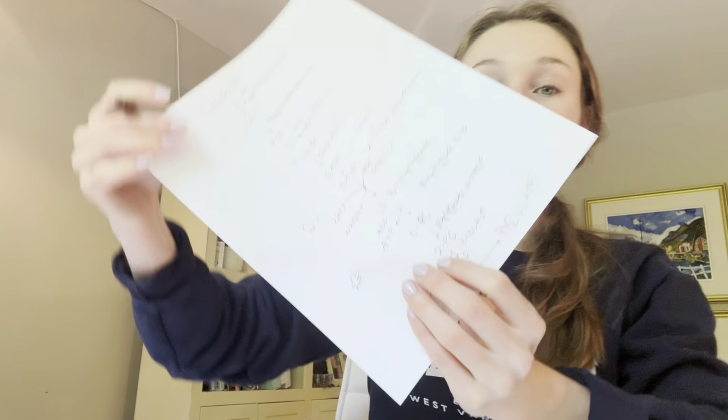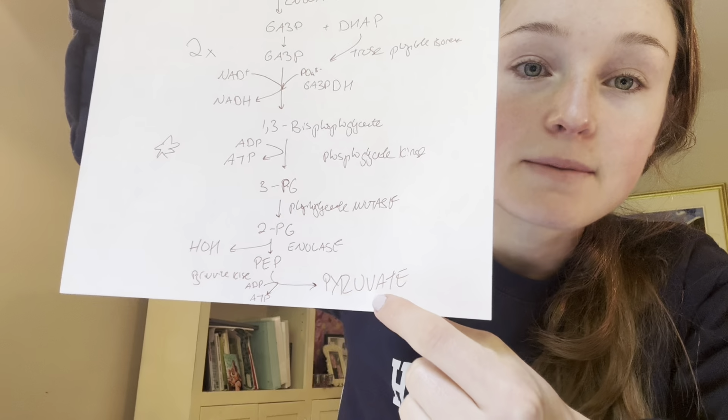We use the enzyme pyruvate kinase to yield pyruvate. This is an energy yielding step, and we make ATP. So when we go from phosphoenolpyruvate, we use the enzyme pyruvate kinase. We dephosphorylate PEP, and we yield pyruvate. So ADP goes in, ATP comes out. Phosphoenolpyruvate comes in, pyruvate comes out.